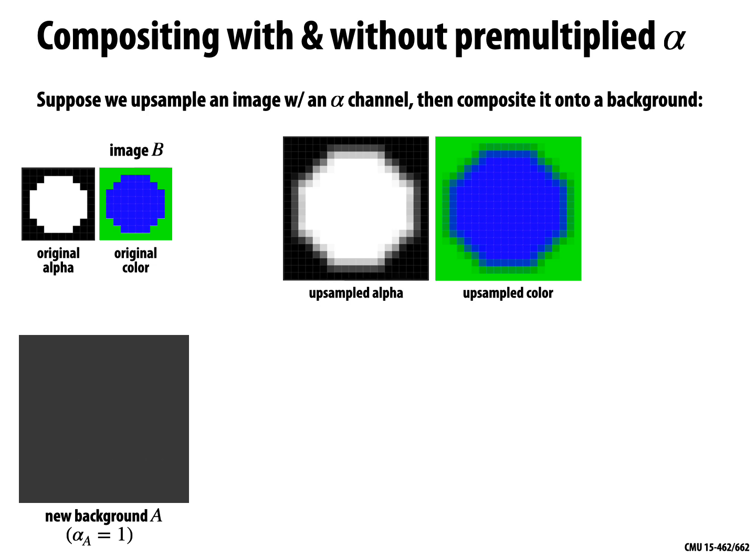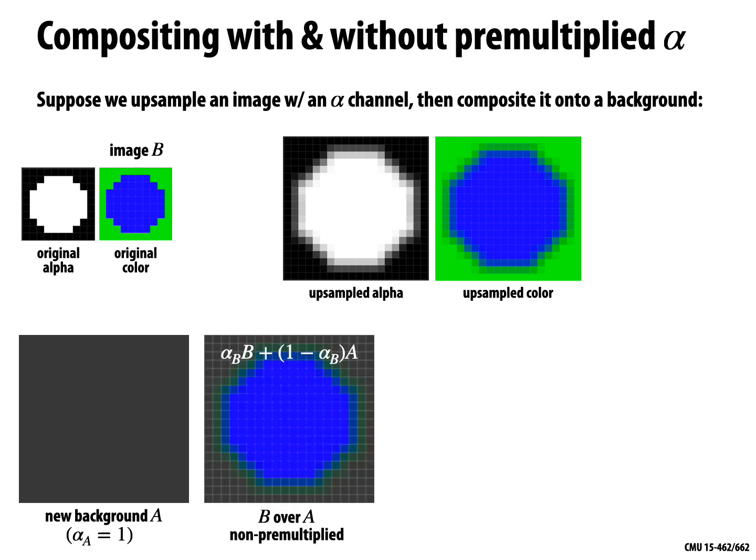So I'm going to go ahead and use that alpha blending operation, the first one, the non-premultiplied one. And so I do alpha B times B plus 1 minus alpha B times A. By the way, I'm not writing alpha A here because alpha A is equal to 1. Okay? And I get this result. And you notice it looks almost right. I have a blue blob on a gray background, but there's this green halo around my blue blob.